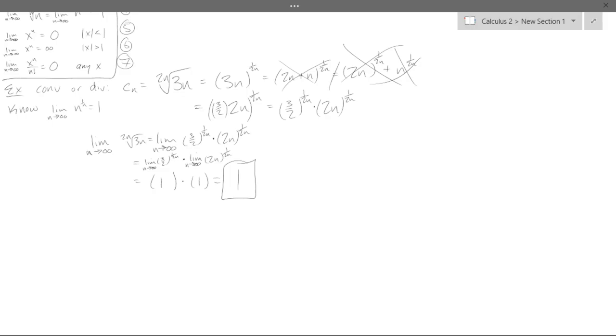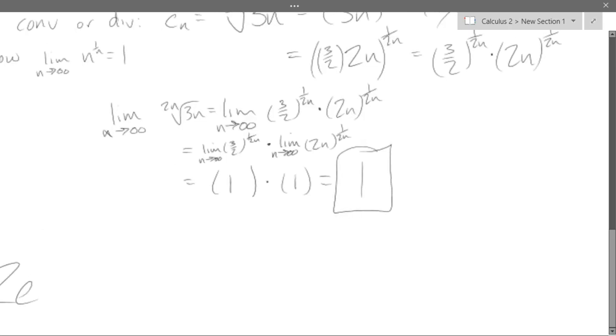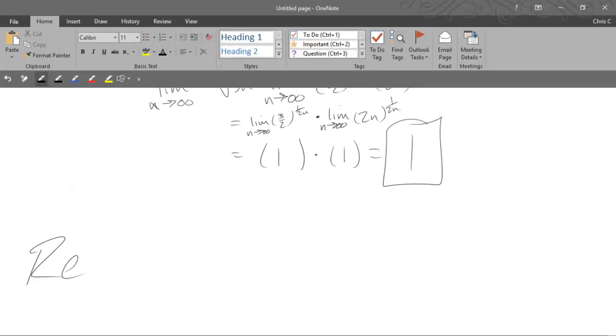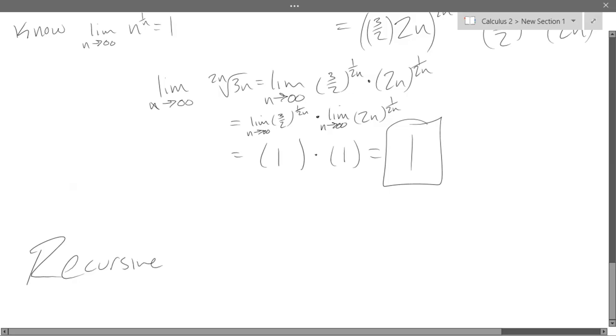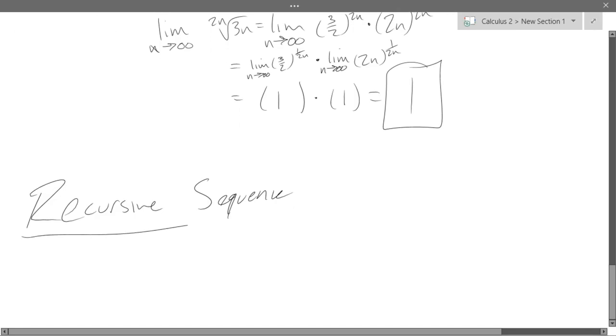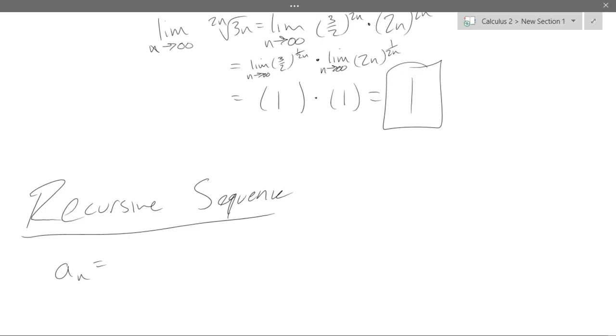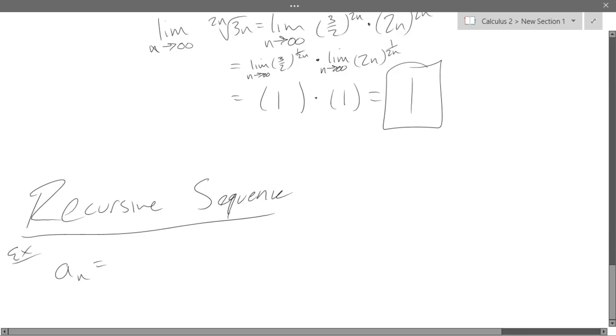So if we go recursive sequence, we have a_n is going to equal some formula with... probably best to give an example. So we'll just start with an example. a_n is equal to a_(n-1) plus a_(n-2). So what does this mean? The nth term is the sum of the two terms that came before it.